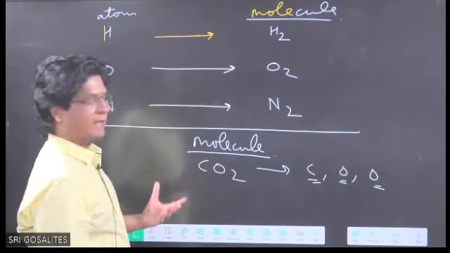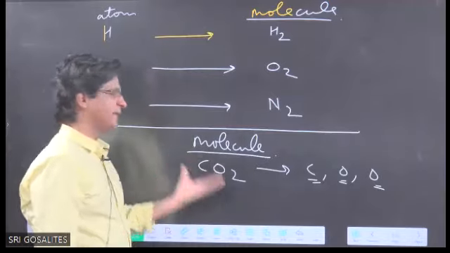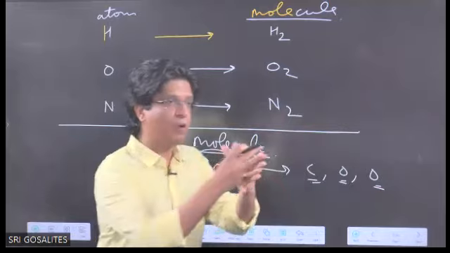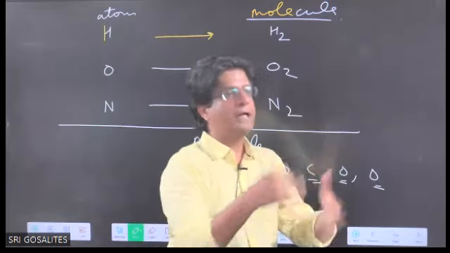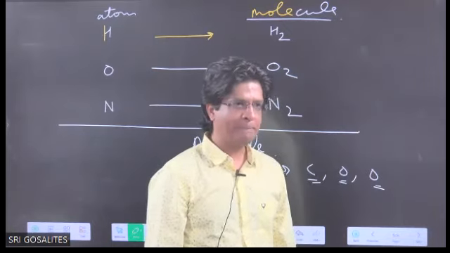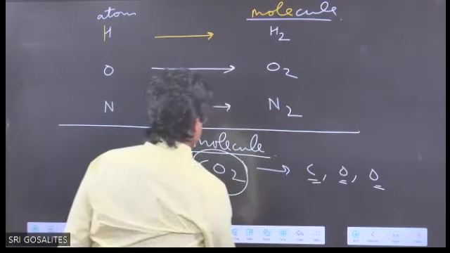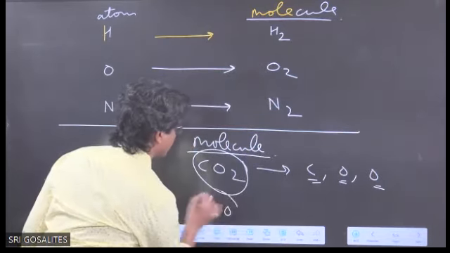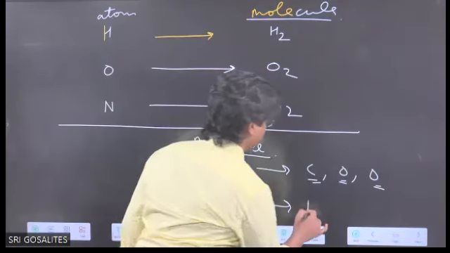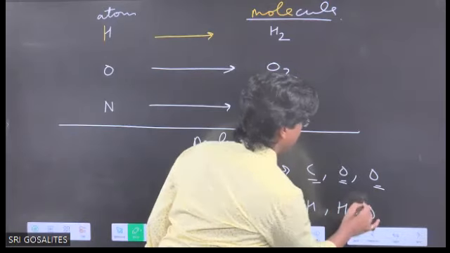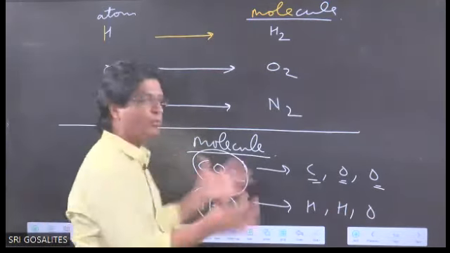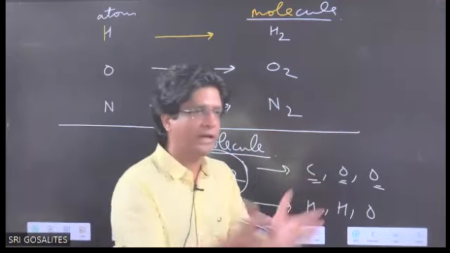So I'll tell you the difference between a molecule and a compound. This is one molecule. When you take many molecules, it will become a compound. Is that clear? So I take H2O. This is a molecule of H2O, made up of 2 hydrogen atoms and 1 oxygen atom. But if I take many H2O molecules, it will become water as a compound.